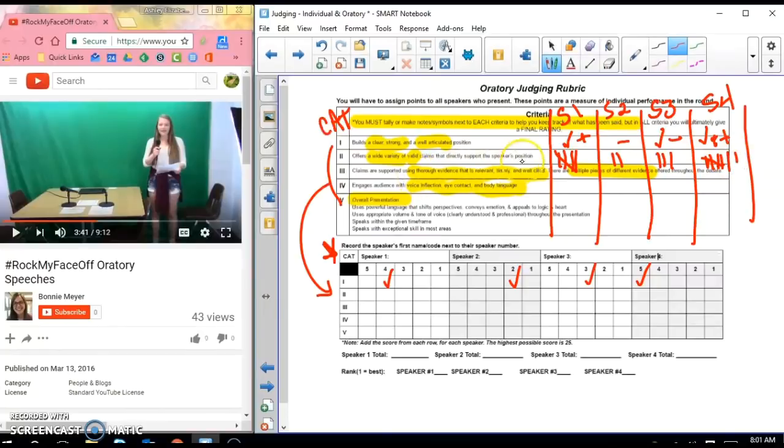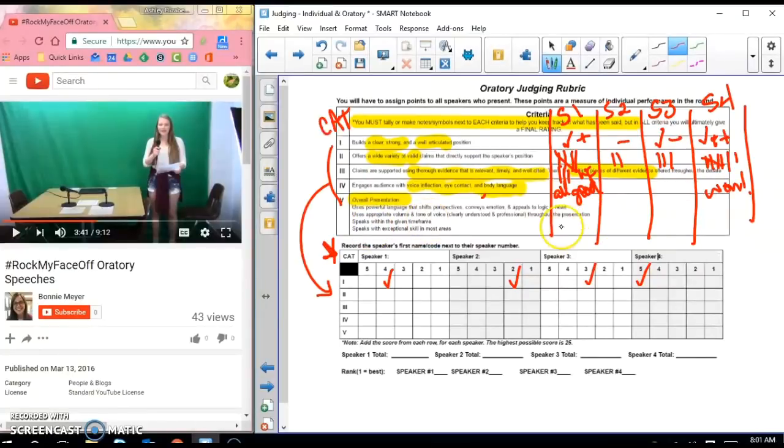I might be looking at claims that are well cited. Again, here I could make notes. I could even put maybe a WC for something that's well cited. Maybe voice inflection, eye contact. I can make either notes, or I could tally every time that they did something really well. I could just say all good. I could do like a wow, anything along those lines.